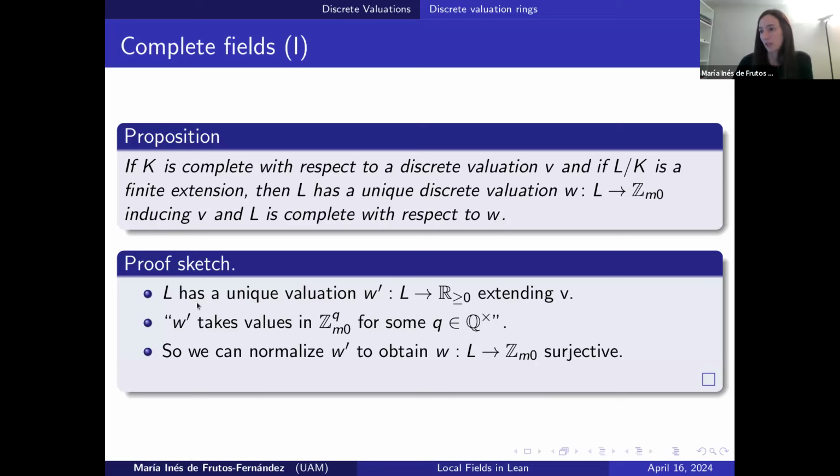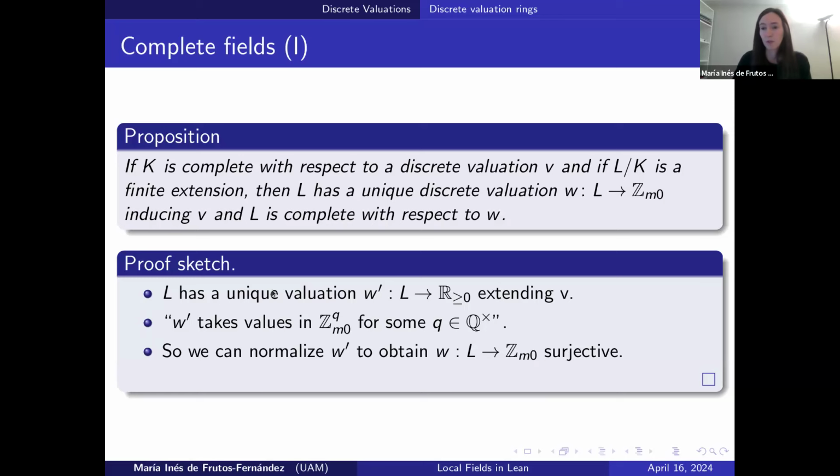This proof is, in some sense, split into parts. The first part is to prove that L has a unique valuation W' that extends the valuation V. This means that for every element x in the field K, the valuation V of x is equal to the valuation W' of x. Of course, if we want to do that, the price that we have to pay is that the codomain has to get bigger. The codomain cannot be equal to ℤₘ₀ anymore if we want W' to actually extend V. So we do this by saying that W' is a valuation taking values in the non-negative reals.